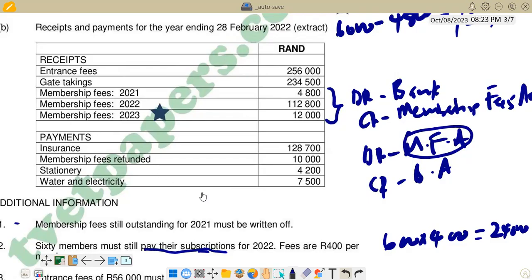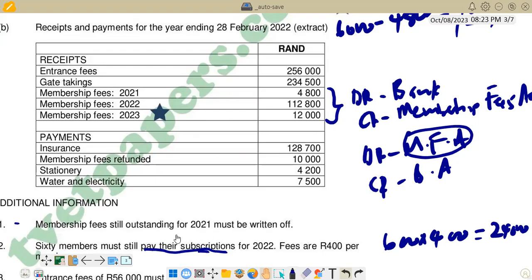Before you enter that income, you go and look at if you have got any prepayments or accruals, any amount that was paid in advance or any that is still receivable in the additional information, and adjust for that before you enter. But if there's no adjustment, you just enter the figure that we have here in the table. According to entrance fees, we've got 256,000 in the table. Then we check if there's any adjustment. Number one is saying membership fees still outstanding for 2021 must be written off.